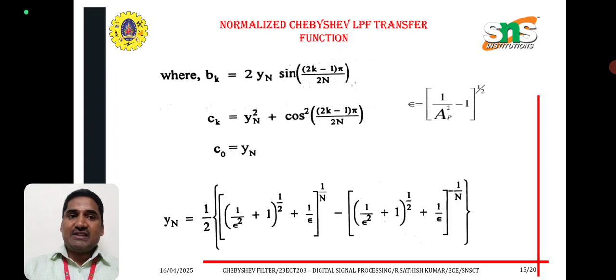How to find the epsilon? Epsilon = (1/Ap² − 1)^(1/2). How to calculate y(N)? y(N) = 1/2 times [((1/ε² + 1)^(1/2) + 1/ε)^(1/N) − ((1/ε² + 1)^(1/2) + 1/ε)^(−1/N)].